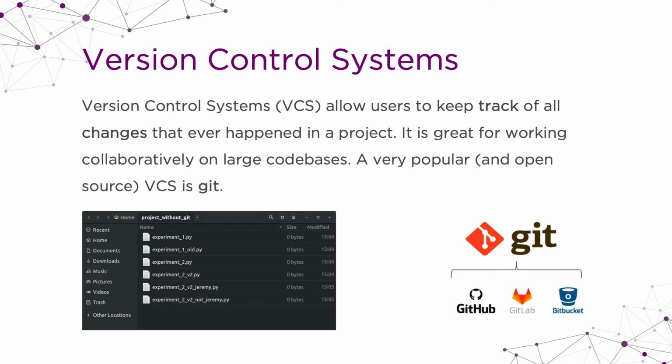So for those of you who don't know, Git is a version control system, and this is a tool that allows you to keep track of all the changes that happen in your project. So why do we need this, and what does that mean?